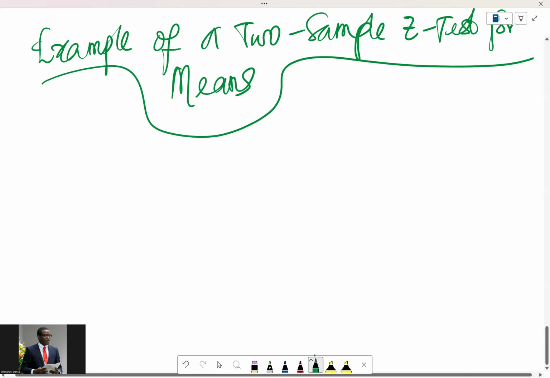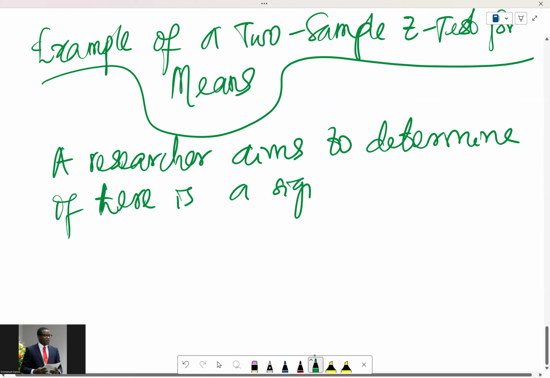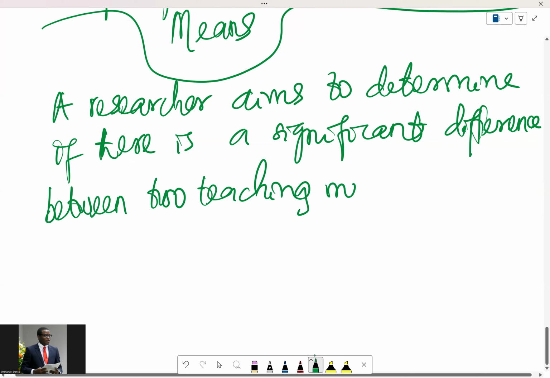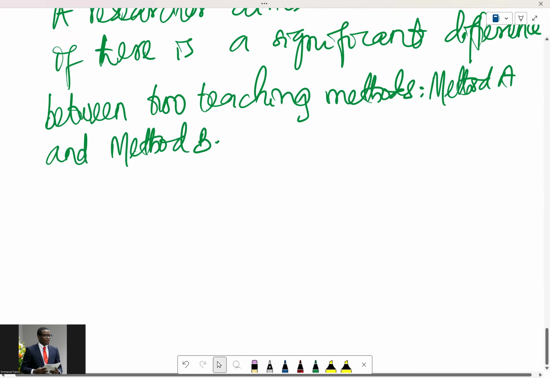Imagine that we have this question: a researcher aims to determine if there is a significant difference between two teaching methods, which you can call method A and method B. This is the information for method A, which is sample 1.